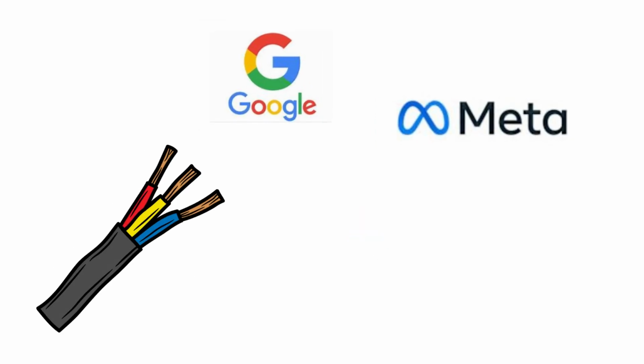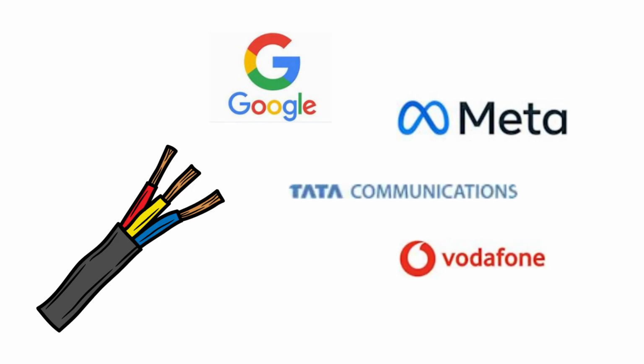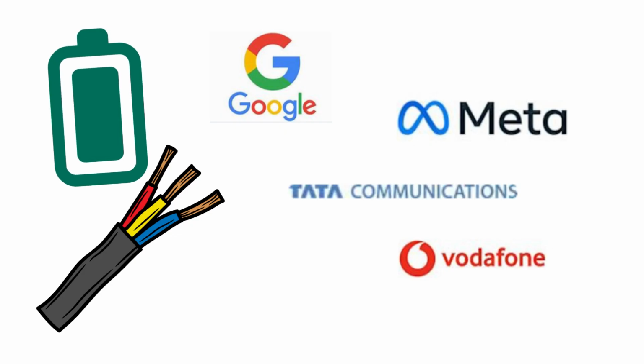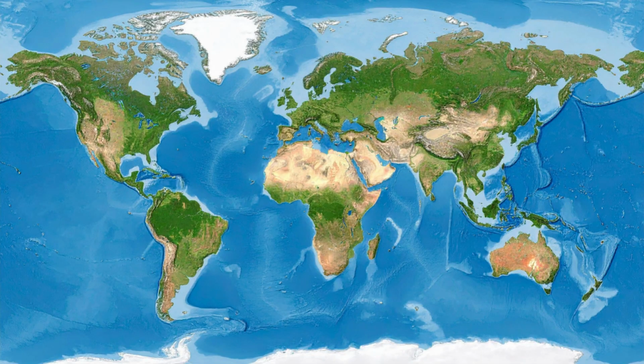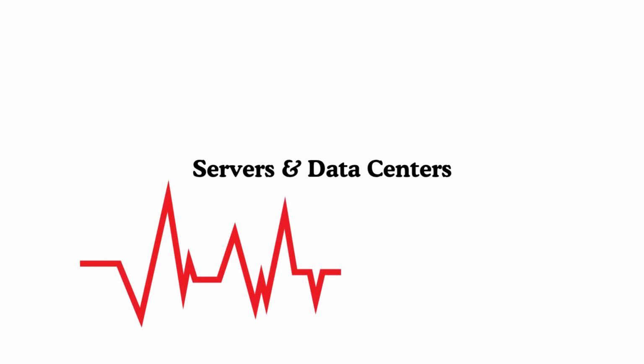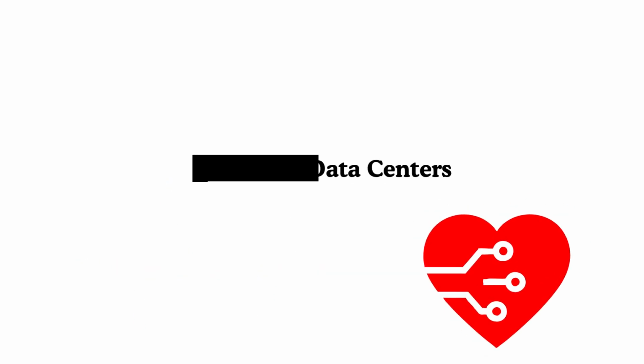These cables are maintained by private companies and telecom alliances, like Google, Meta, Tata Communications, Vodafone, and many others. Every few years, new cables are added to increase capacity and speed. So technically, when you play a video, your data may have traveled beneath the Arabian Sea, the Indian Ocean, or even the Atlantic Ocean.